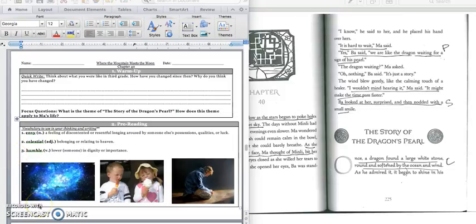The next word is celestial. That is like having to do with heaven, the stars, the sky, outer space. That all refers to celestial. So you would draw a line to this picture.